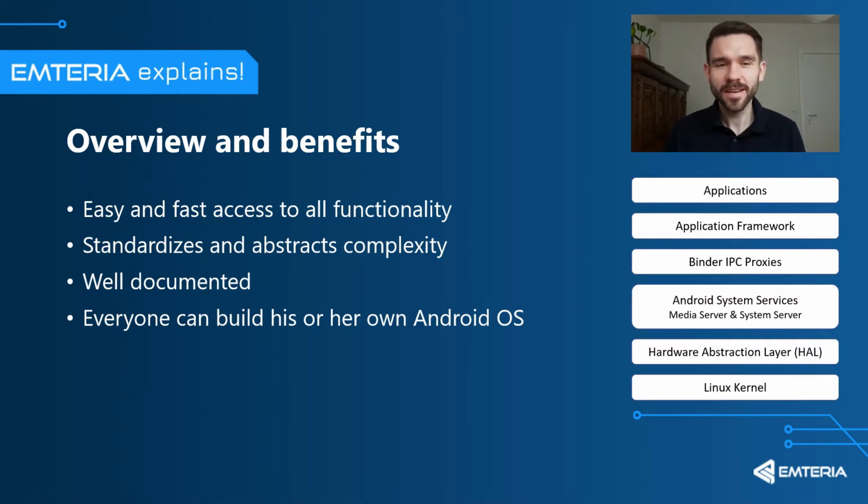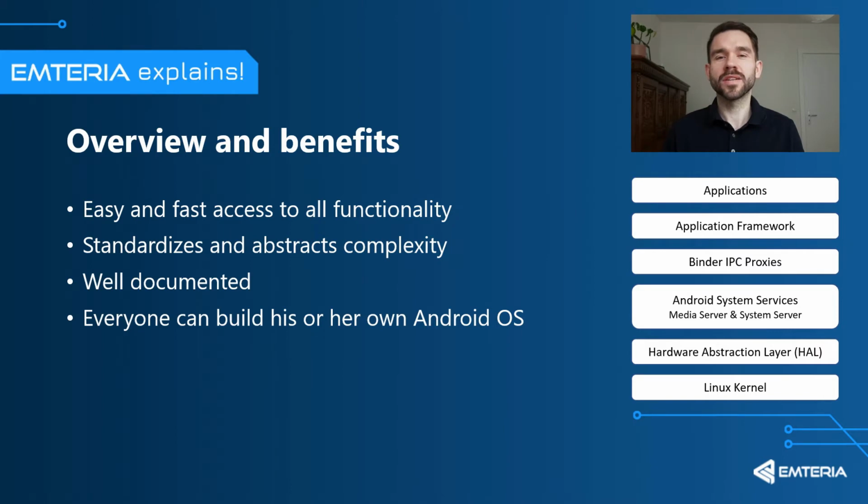The second layer above the kernel is called hardware abstraction layer. After that you've got the Android system services with a media server and a system server. On top of that, you find the binary IPC Proxies, and on top of all, there is the application framework. Of course, you've got applications on top, but this is technically not part of Android OS architecture.